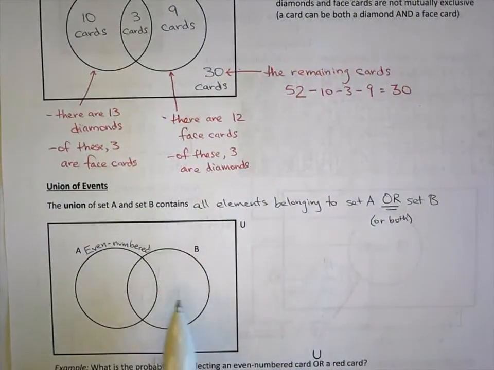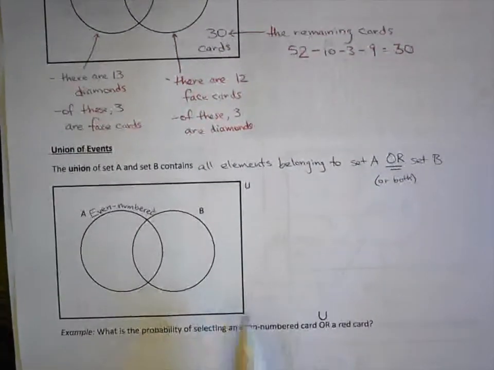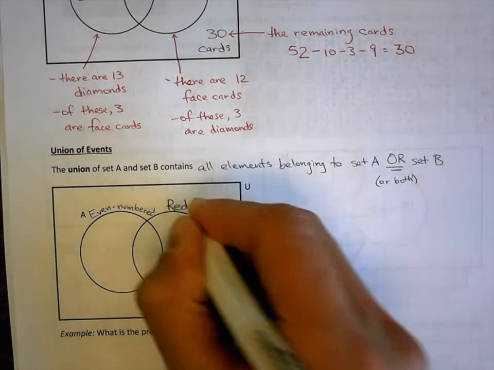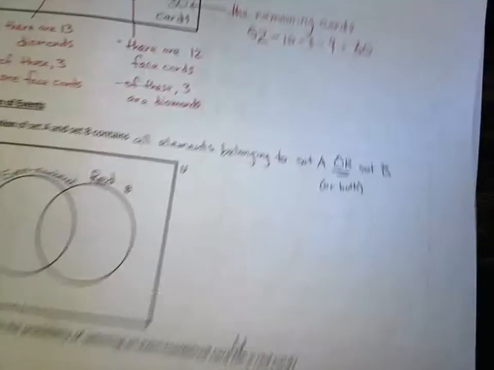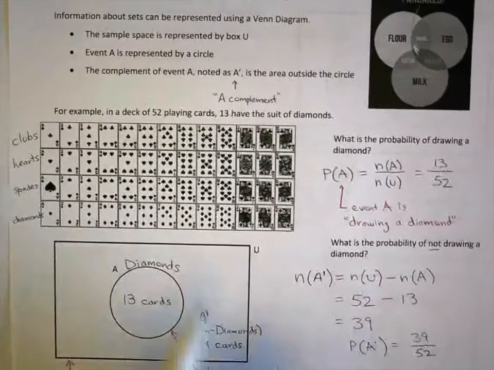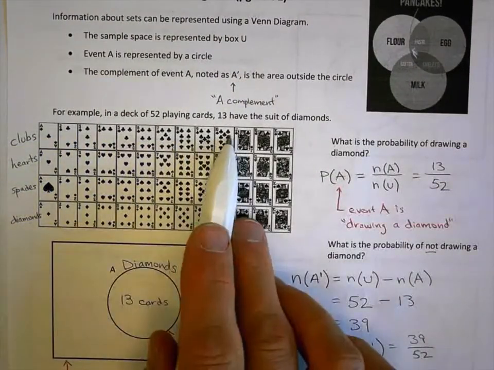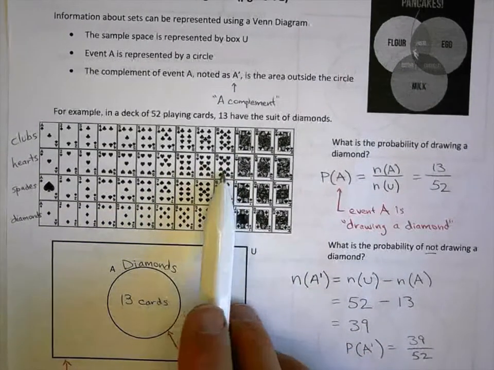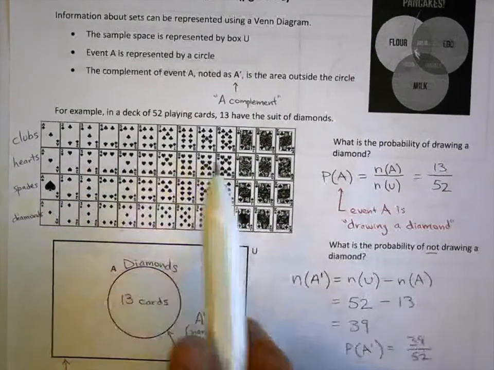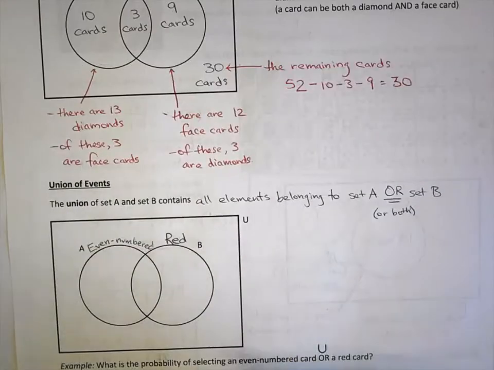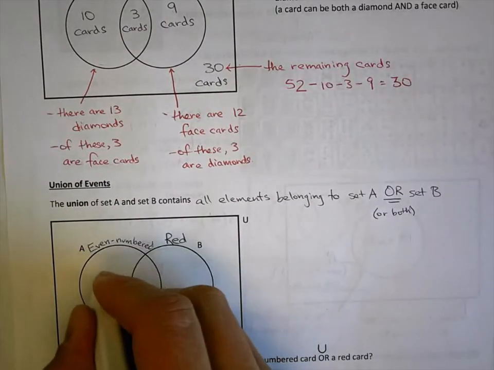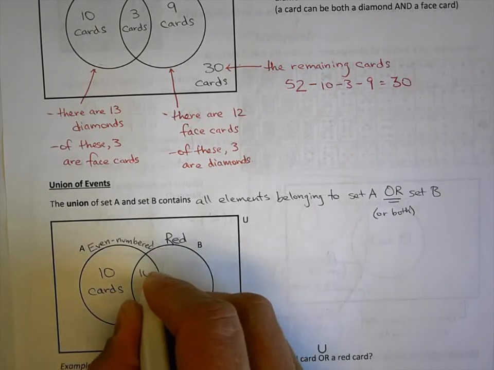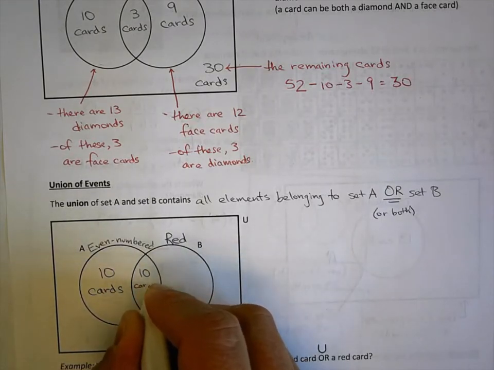But then I want to also know the cards that are red. So my other event is the red cards. Now, of my even cards, 2, 4, 6, 8, 10, these are black, these are red, these are black, these are red. So 10 of them, 5 and 5, are red, and 10 are not red. Right? So I have 10 even numbered cards that are not red, and 10 even numbered cards that are also red.